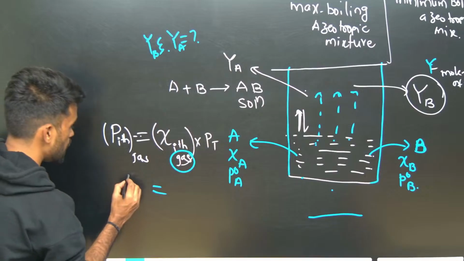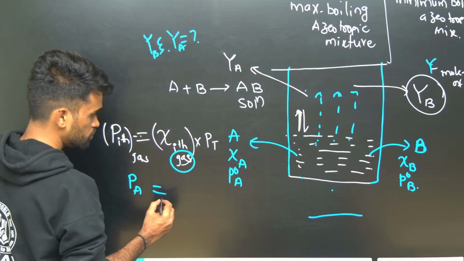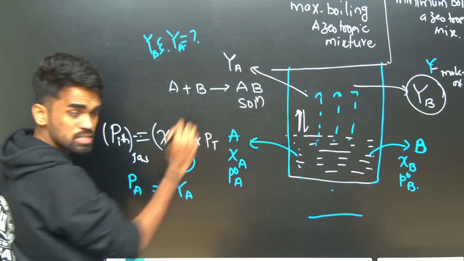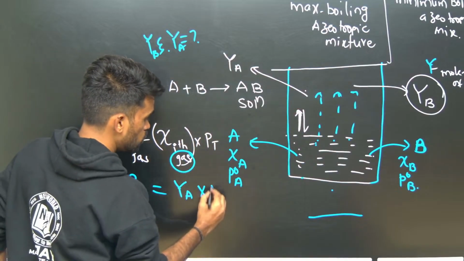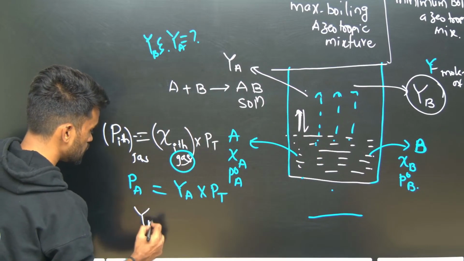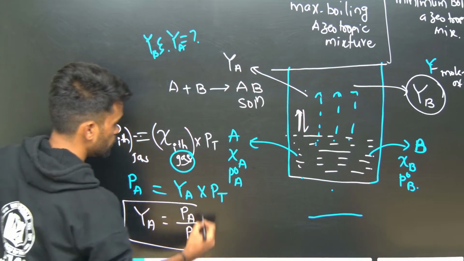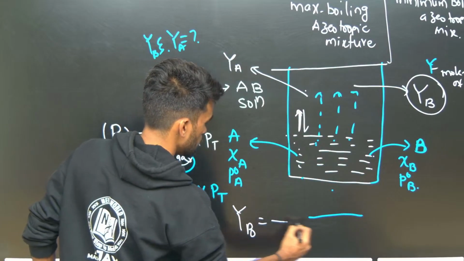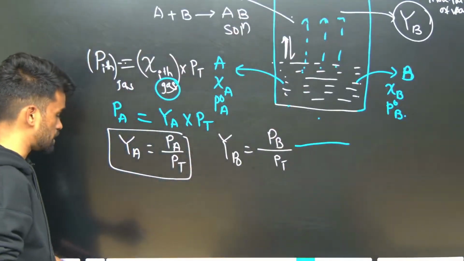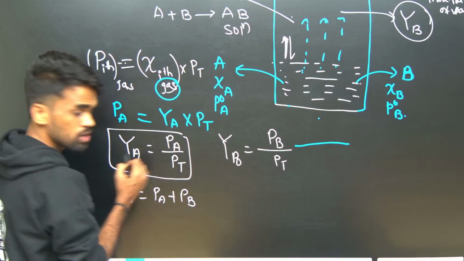So I can write the partial pressure of gas A is equal to the mole fraction of gas A in its vapor phase multiplied by the total vapor pressure exerted by the solution. That's it. So Ya I can write as Pa by P total. Similarly Yb I can write as Pb by P total, right? So what is P total for ideal solutions? P total is equal to Pa plus Pb. So this is what we got.